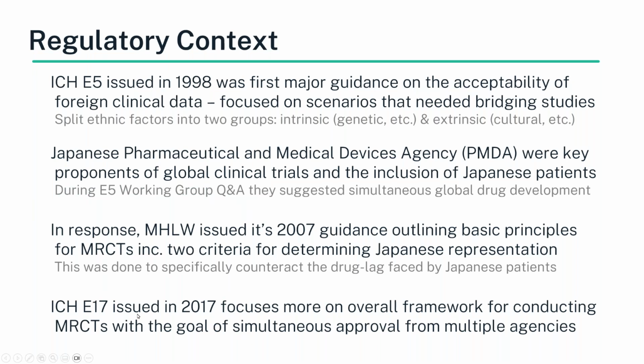Then the next guidance that I want to mention was ICH E17, issued in 2017. This was focusing on the framework for conducting multi-regional clinical trials, with the specific goal of receiving simultaneous approval from multiple agencies. We'll talk about what needs to be considered in a global trial on the next slide.